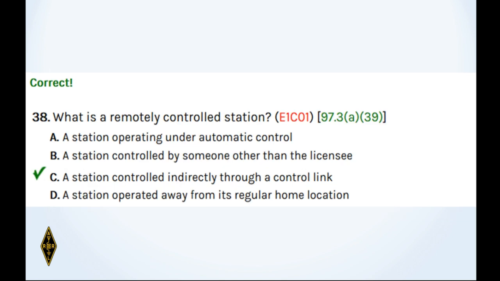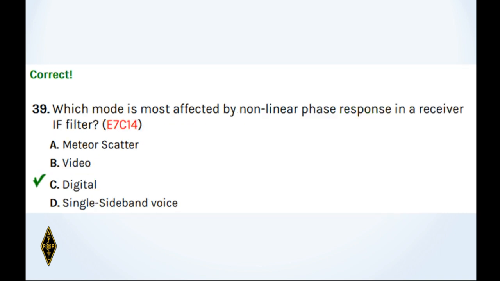And what is a remotely controlled station? That's a station controlled indirectly through a control link. 38C. I was looking for one. And 39, which mode is most affected by nonlinear phase response? Dave told us it's digital. Digital is really sensitive to this. 39C.